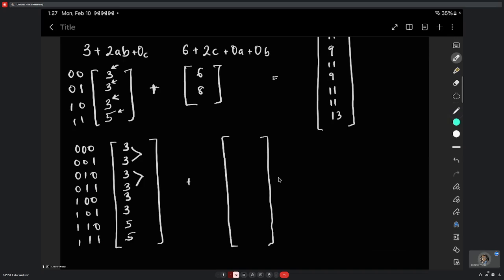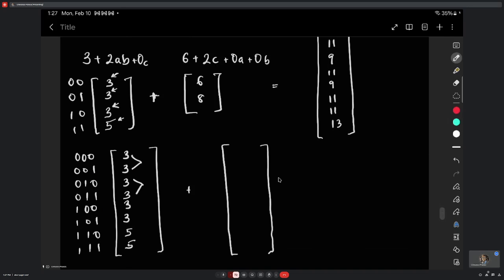5, 5, right? Okay, how about here? How are we going to do it? You know, C is what was constant, right? And now we are adding 0A, 0B. I'm sorry, I did not see what you are doing. Is it the first two or the last two? This one, okay, the first two.